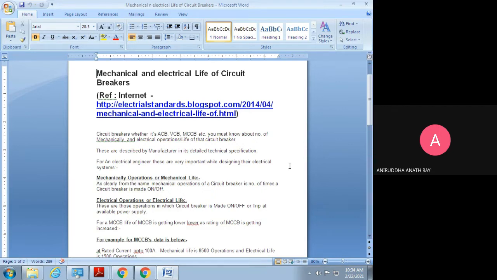Now, for an MCCB, the life of the MCCB is getting lower as the rating of the MCCB is getting increased. Means as the rating is getting increased, the life is getting lower. Life means nothing but the operations. Mechanical operations means the number of times the circuit breaker has been on and off. Electrical operations means the operations in which the circuit breaker has been on or off or tripped at an available power supply.